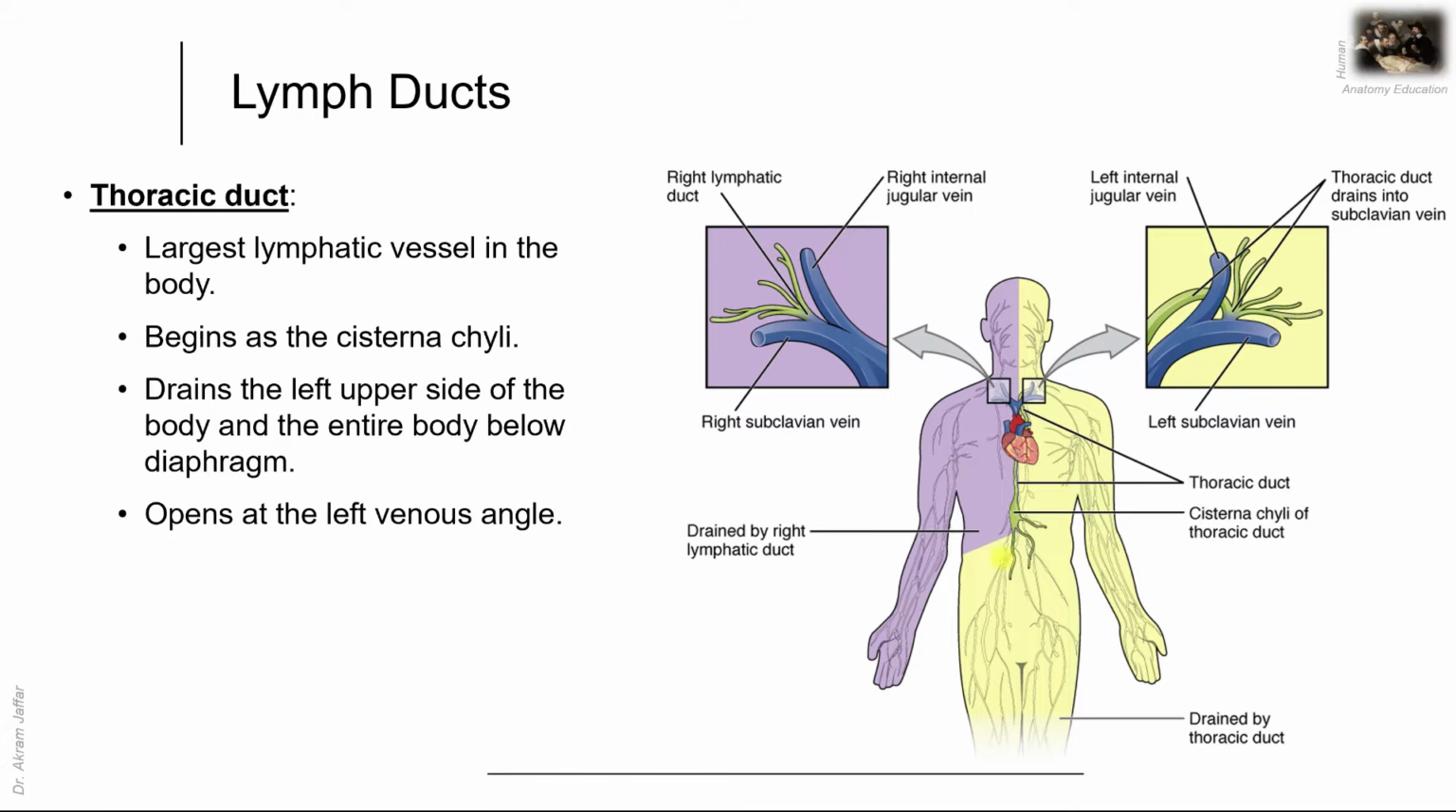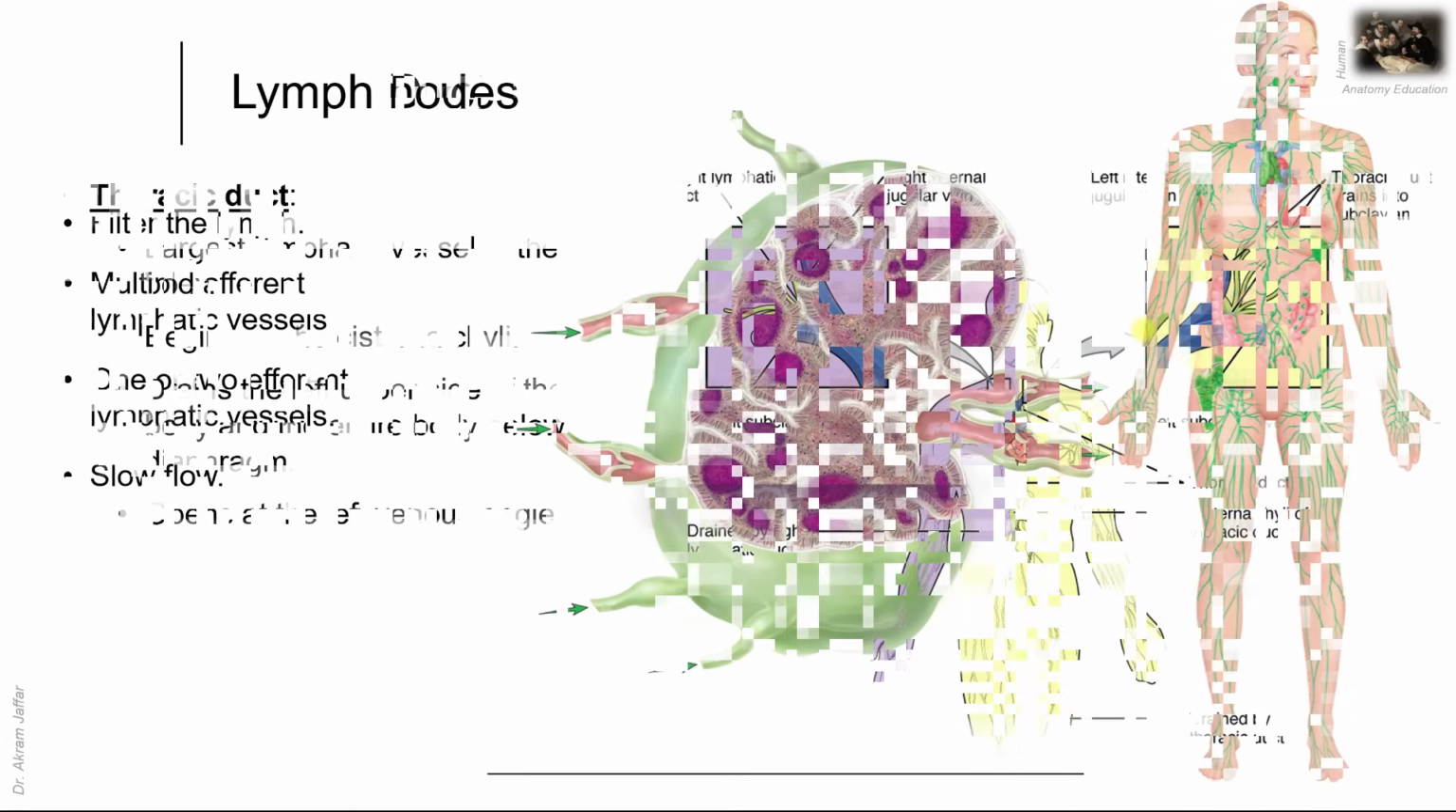This thoracic duct drains the upper left side of the body and the entire body below the diaphragm. So don't be confused if someone asks you about the lymphatic drainage of the right lower limb. It will be to the thoracic duct, but the right upper limb will be to the right lymph duct. Again, this thoracic duct opens at the venous angle on the left side after it joins the other lymph trunks, the jugular lymph trunk, the bronchomediastinal lymph trunk, and the subclavian lymph trunk.